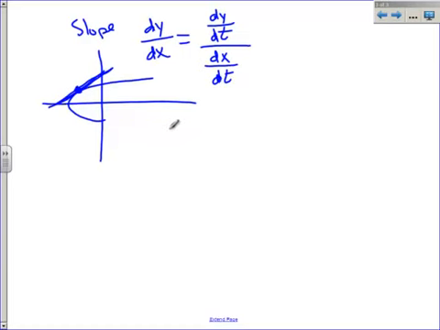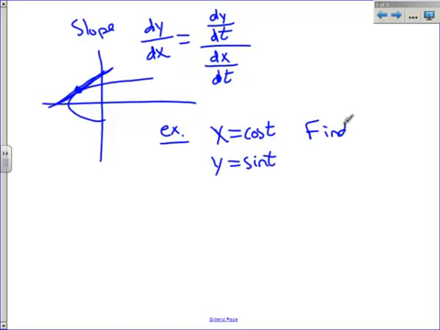So let's do an example of that. Let's start with x. X equals cosine t, and y equals sine t. Let's find dy dx.